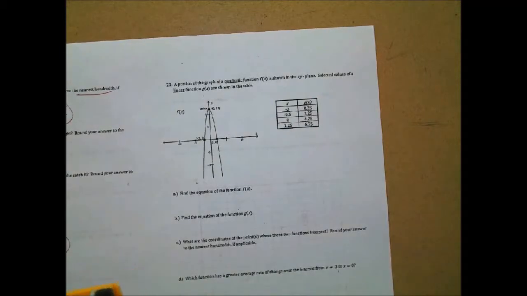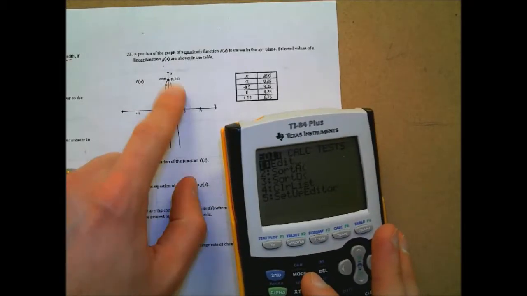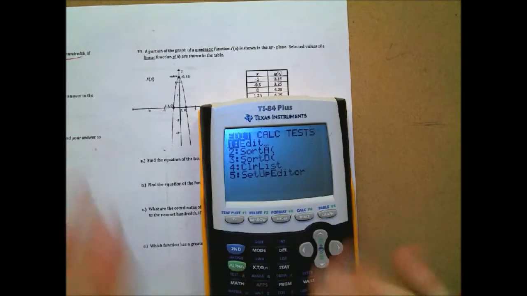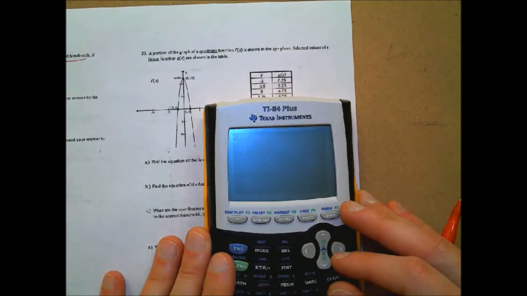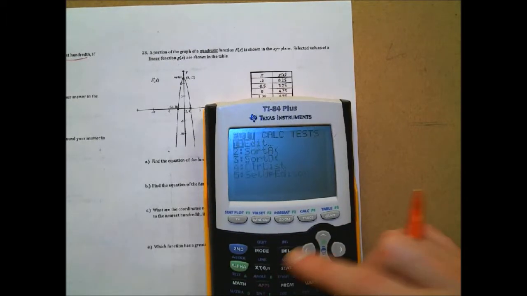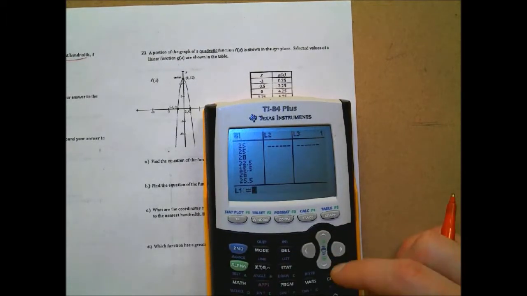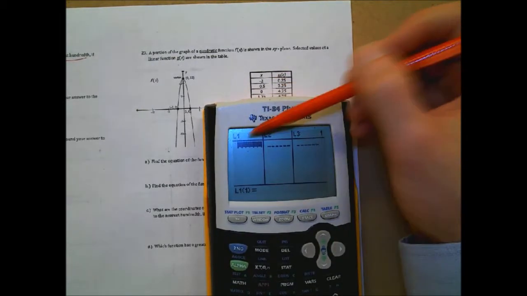I'll show you an easy way to do this on your graphing calculators, okay? To find the equation for a parabola when you've got these 3 points here, you can actually get your calculator to do it for you. You guys ever remember doing lines of best fit? Yeah? Okay. To do a line of best fit, you would press stat and then edit, and you'd put your stuff in the table there. We're going to do the same thing here.